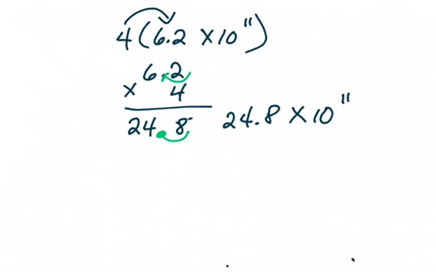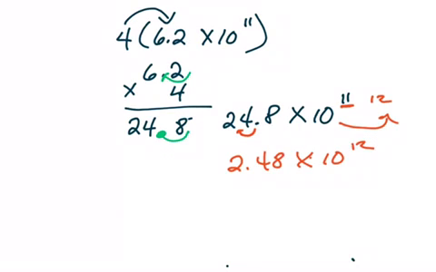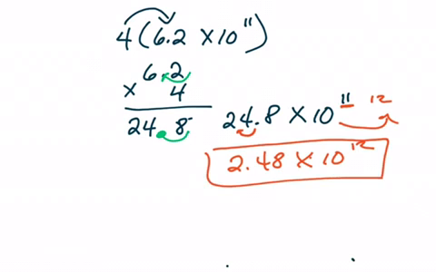So what we have to do is move this decimal 1 place to the left. Because we move it 1 place to the left, it's almost like an equation. You have to change this, and this has to go 1 place to the right. So we're going to call this 12. My final answer will be 2.48 times 10 to the 12th. That's what that equals.